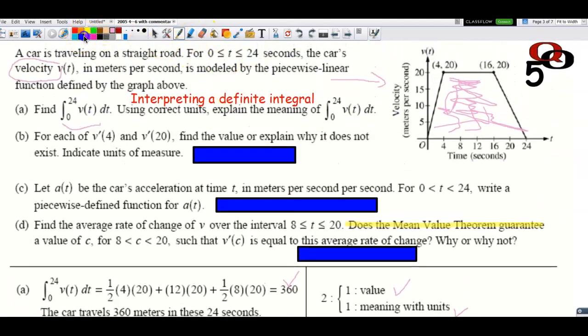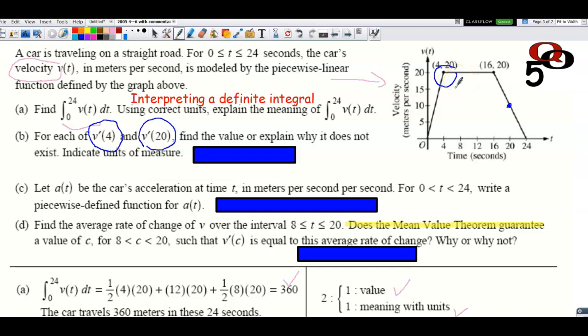In part B, find v prime of 4 and v prime of 20. So let's look at our graph over here. Remember, this is the graph of v, and we're trying to find v prime, the first derivative of v at 4, and the first derivative of v at 20. Well, notice that we have a sharp turn right here at t equals 4. So there is no v prime. The derivative is not defined because the left derivative does not equal the right derivative.